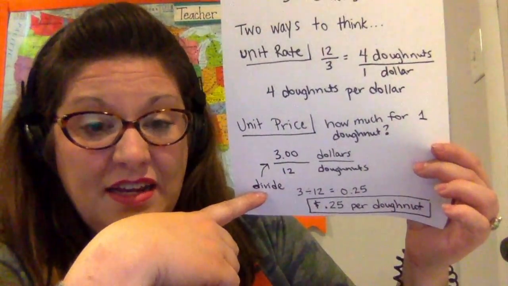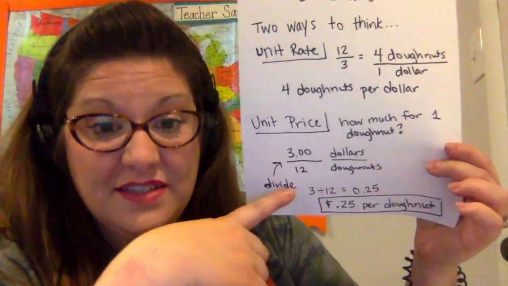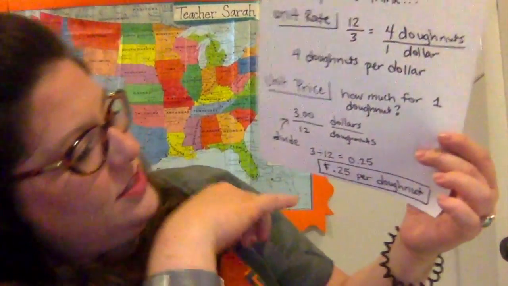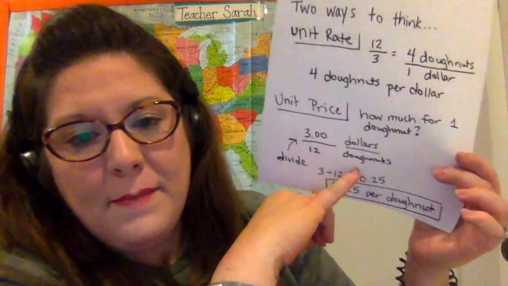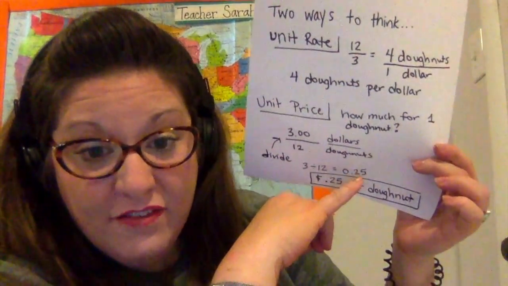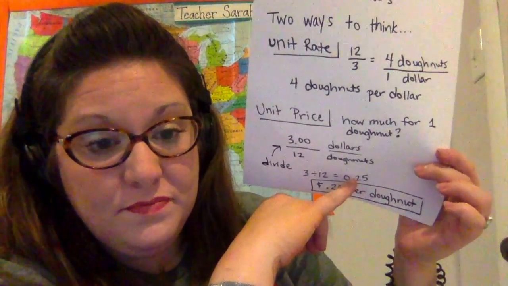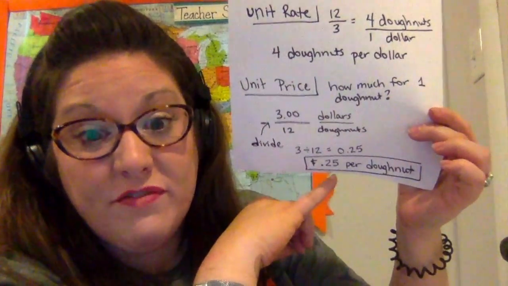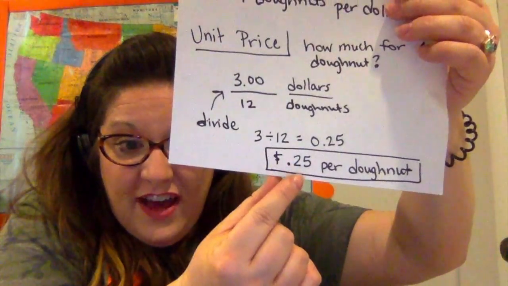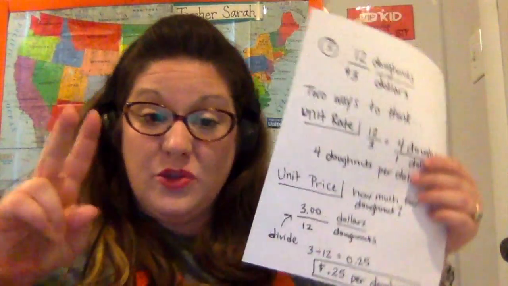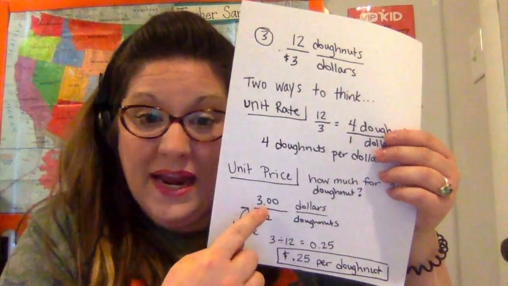Then I can divide, and you can use your calculator here. 3 divided by 12, yes, you're going to get a decimal. It's okay, it's money. So 3 divided by 12, I got 0.25. That means it costs 0.25 of a dollar for a single donut. 0.25 of a dollar, that's 25 cents. So my unit price is 25 cents per donut. So again, be careful here. If we're wanting the unit price, you've got to put your money in the numerator.